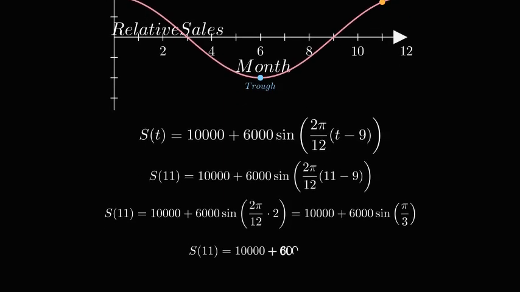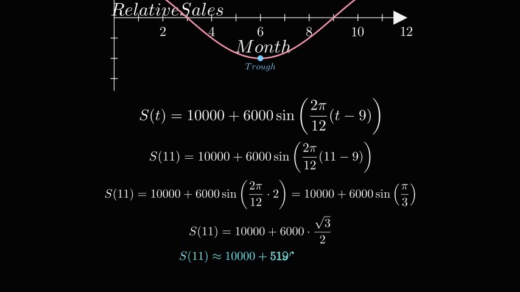Sine of pi over 3 equals square root of 3 over 2, so the expression becomes 10,000 plus 6,000 times square root of 3 over 2. Multiplying 6,000 times square root of 3 over 2 gives about 5,196. Finally, S of 11 approximates 10,000 plus 5,196, which totals 15,196 units for November, near the holiday peak. This is how a simple sine model helps us estimate seasonal spikes.